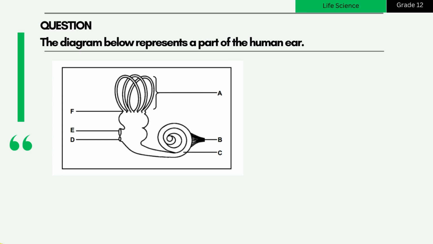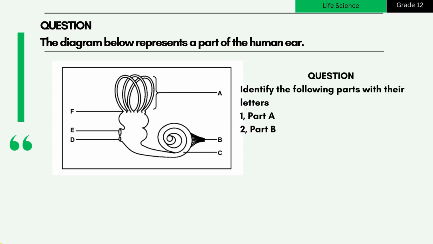The diagram below represents a part of the human ear. Question. Identify the following parts with their letters. 1. Part A. 2. Part B. 1. Part A is called semicircular canals.